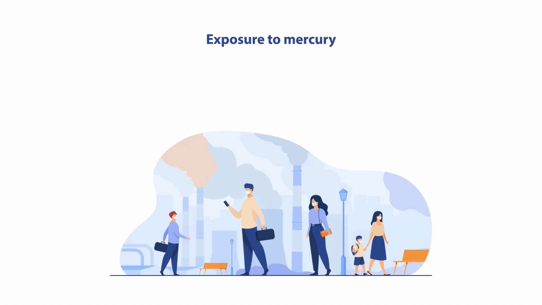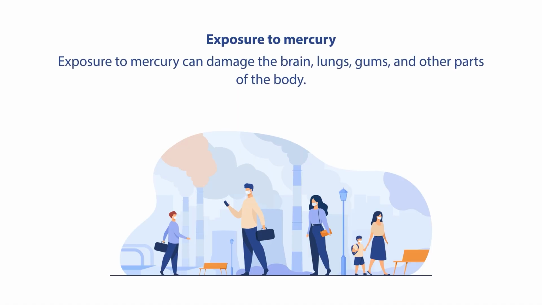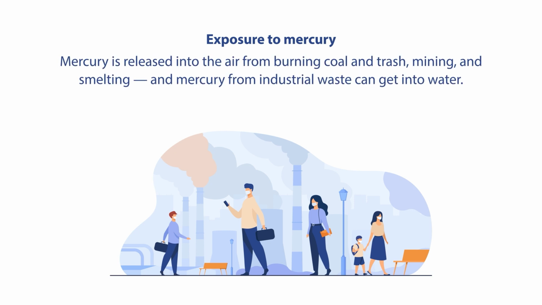The food, the air, the water we drink, so we are interdependent. We are dependent on the food, on poultry products, eggs, milk from the cows, everything. So if something is there in the environment, our animals and plants are affected, and since we are dependent on these for our survival, we also get affected. Exposure to mercury can damage the brain, the lungs, the gums, and other parts of the body. Mercury is released into the air from burning coal and trash, mining, smelting operations, and also from industrial waste, and all this can get into the environment.